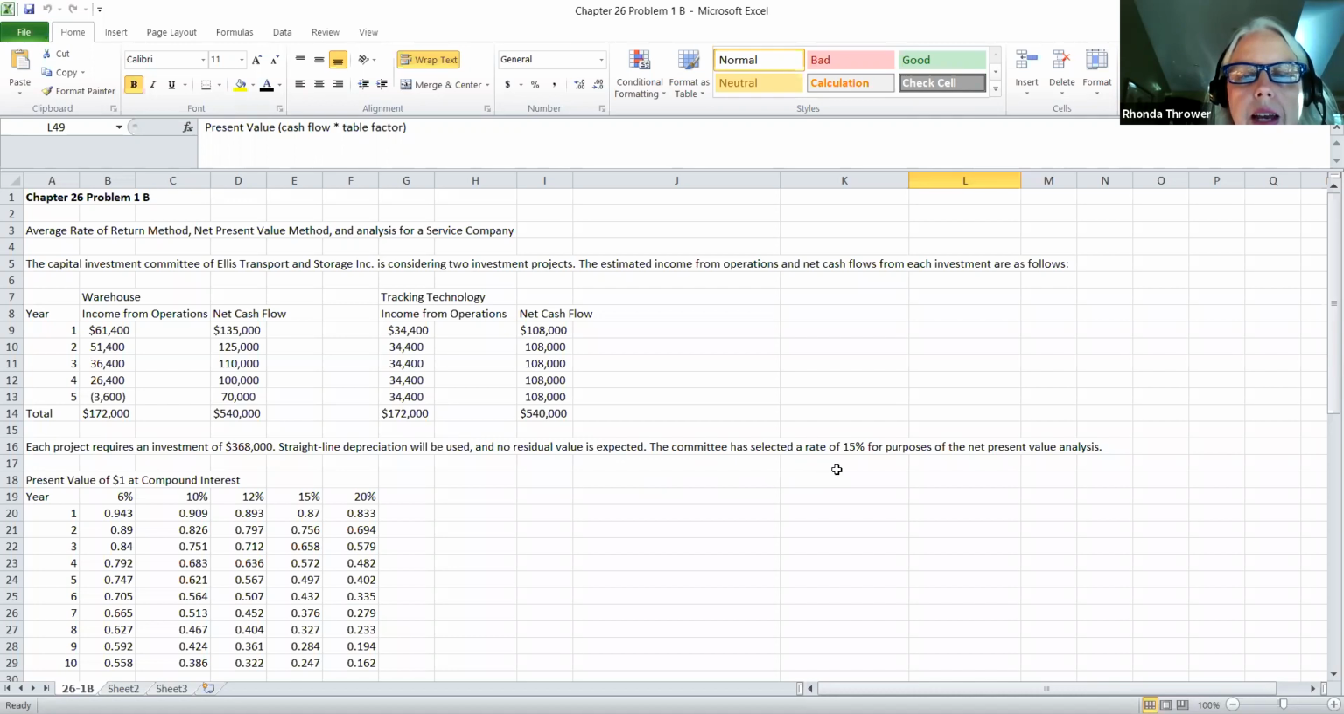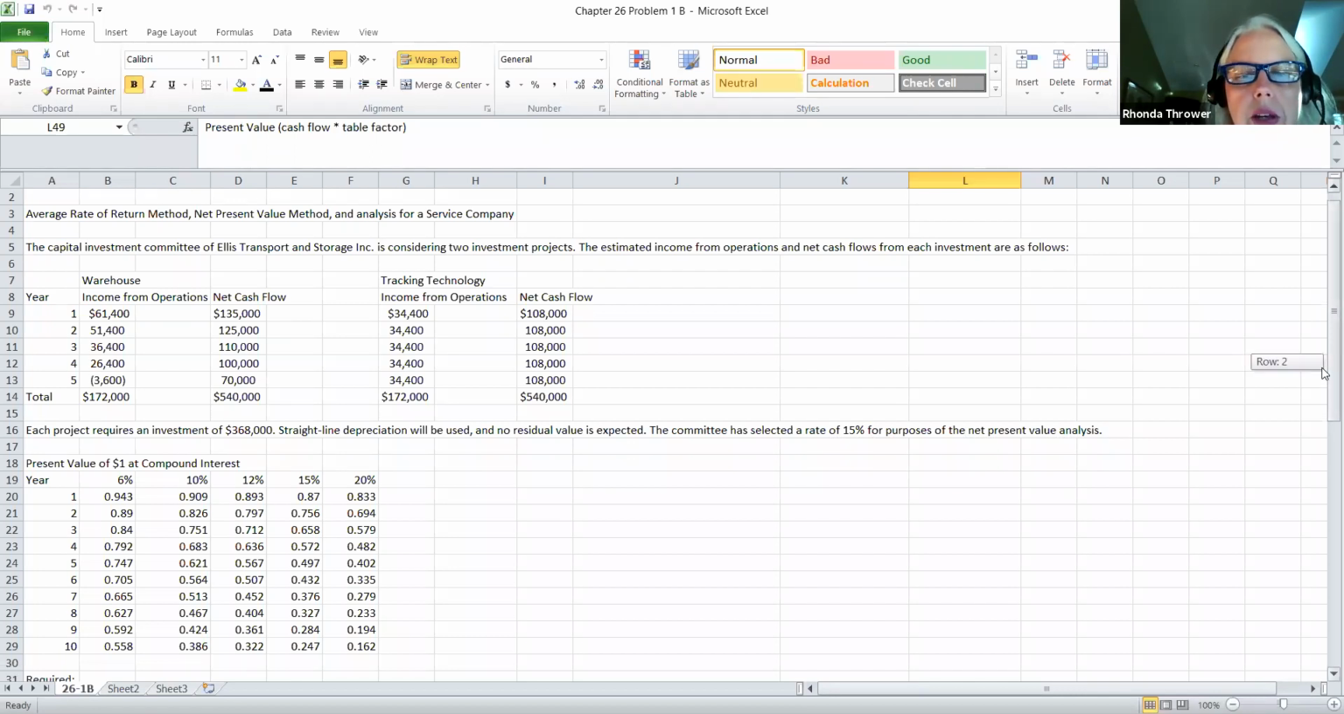The committee has selected a rate of 15% for purposes of net present value analysis. In the first part of this problem, we are not using net present value analysis. In the second part of the problem, we will, and management is thinking that they can get a rate of 15% for purposes of the net present value analysis.